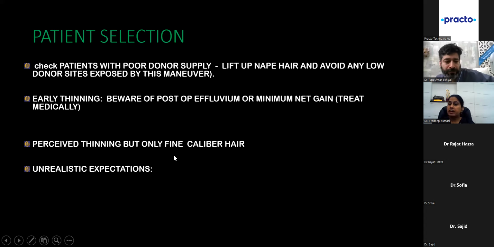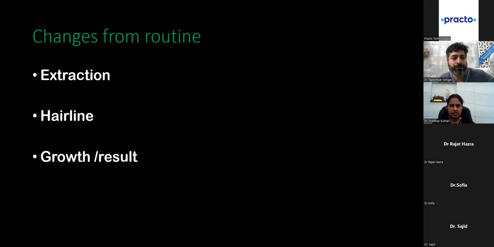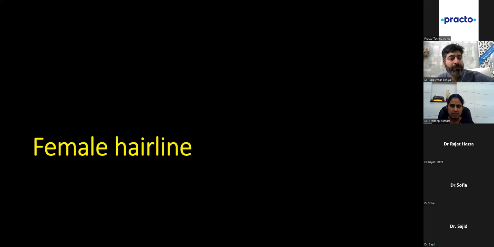Perceived thinning, but only fine caliber hairs, meaning the patient has good density, but the hairs are very, very fine. And of course, realistic expectations. So changes from routine of the extraction, hairline, and growth and result happen in these scenarios.